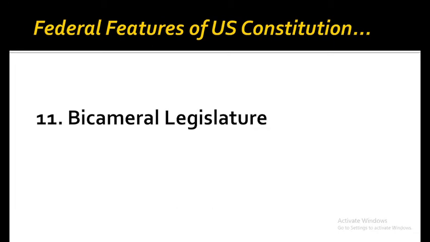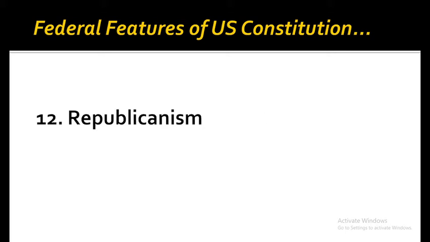The United States also has a bicameral legislature, meaning the Congress is composed of two houses, the House of Representatives and the Senate. The House of Representatives, or the lower house, has 435 members, and the Senate, or the upper house, has 100 members.